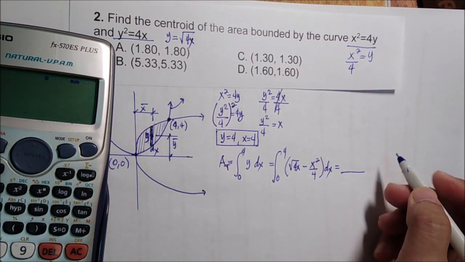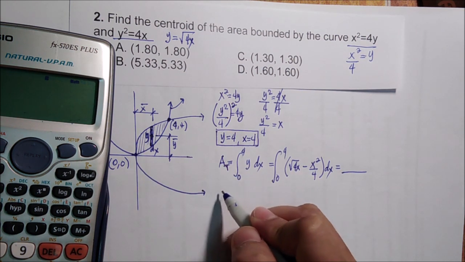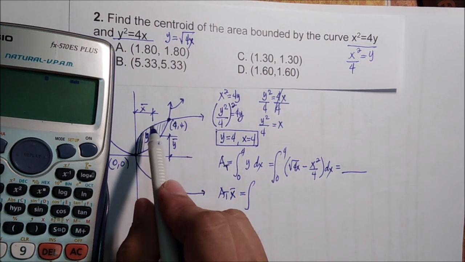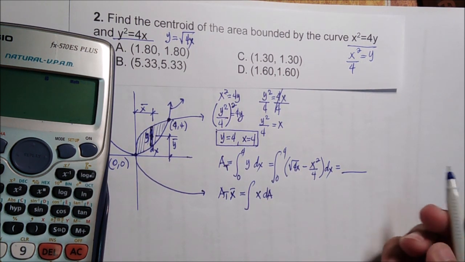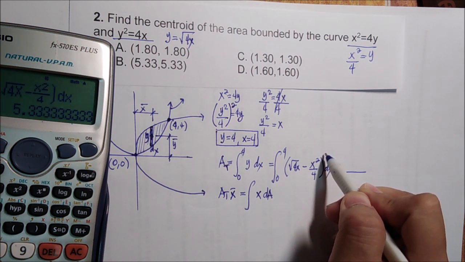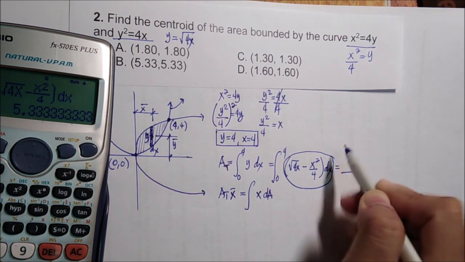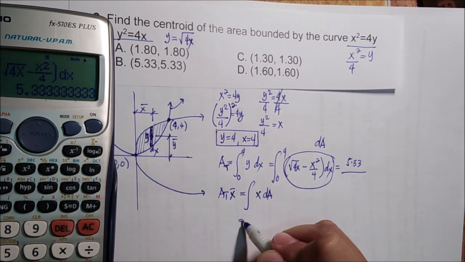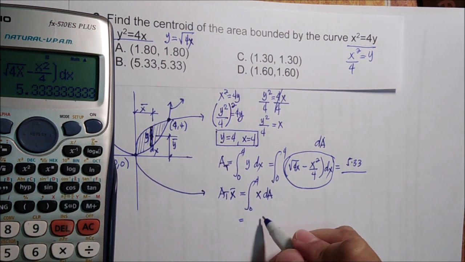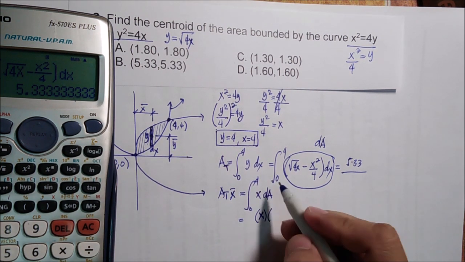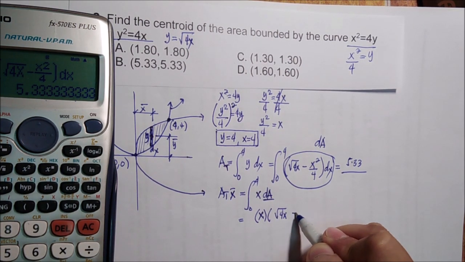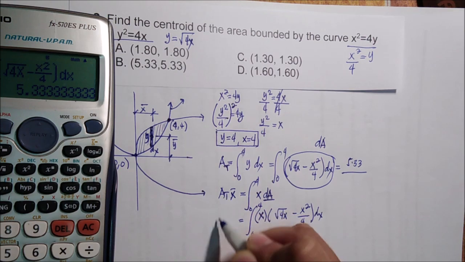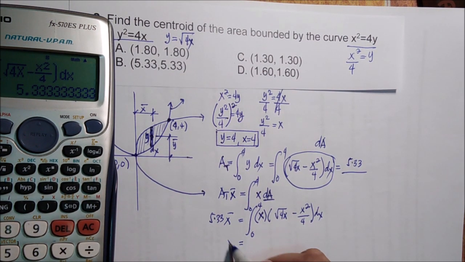So when we have the area, we can now solve for the value of the centroids. In our formula, the total area times bar x is equal to the integral of x dA. Our dA is this one. Our answer is 5.33. So x times dA, from 0 to 4, so your x is x times the value of dA, square root of 4x minus x squared over 4 dx, integral from 0 to 4. Your total area is 5.33 times bar x. So bar x can be computed now.